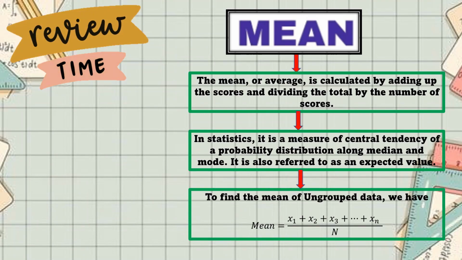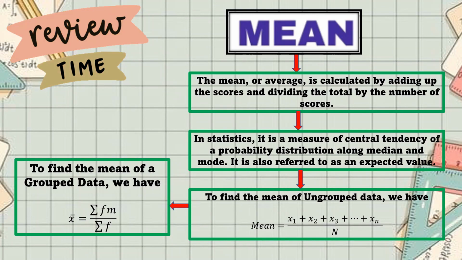expected value. To find the mean of our ungrouped data, we have the formula: mean is equal to x sub 1 plus x sub 2 plus x sub 3 plus so on and so forth plus x sub n, divided by n. And to find the mean for our grouped data, we have the formula: mean is equal to the summation of f times m all over the summation of f.